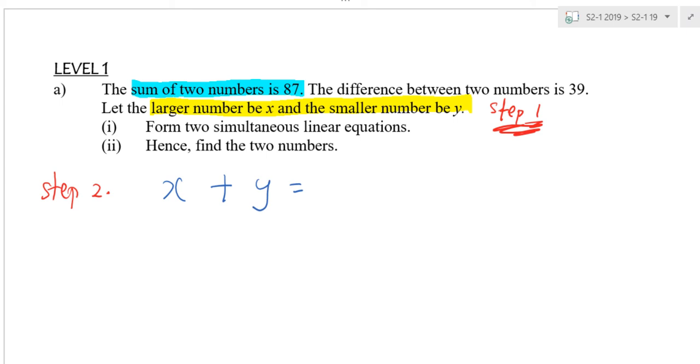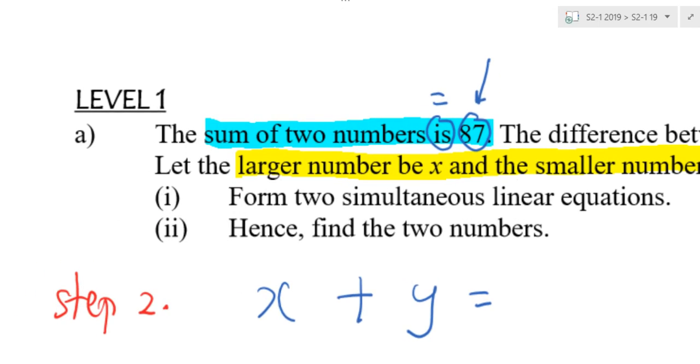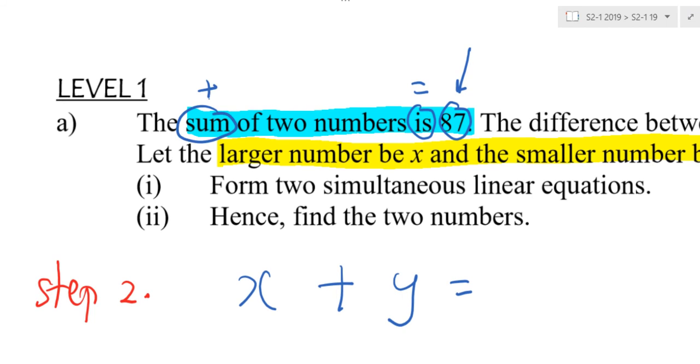Do you happen to know the number? No. The answer is here. And circle the word "is". Is means equal. Is means equal. Sum means plus. Alright? So with this clue, it's very clear that the sum is actually, Aisha? 87. Now this is your equation 1. Yay! I need the second equation.